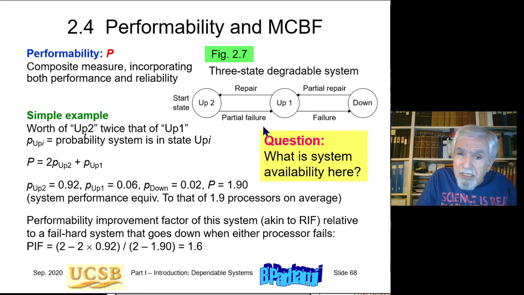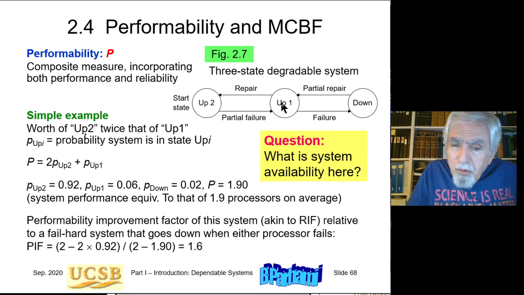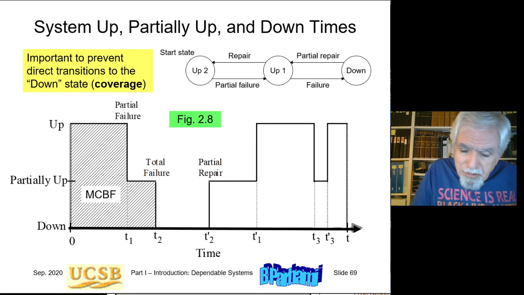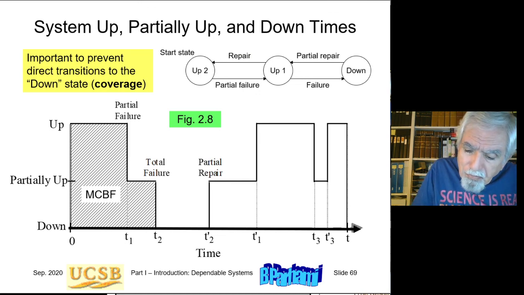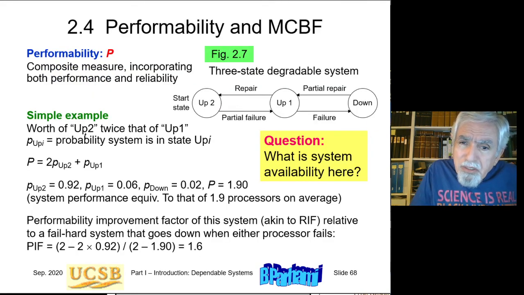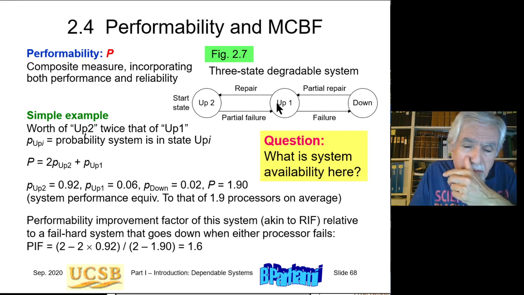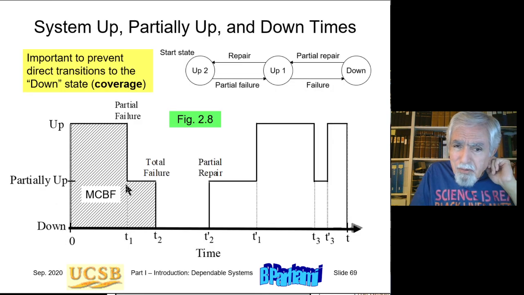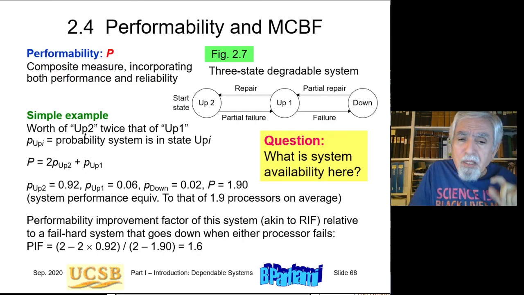We can define, for example, the system is available whenever it is in either one of these 2 states. Although it has lower performance here, we may still consider it available. And the steady state availability will be the probability of being in this state plus the probability of being in this state, which in this numerical example is 0.92 plus 0.06, which is 0.98.